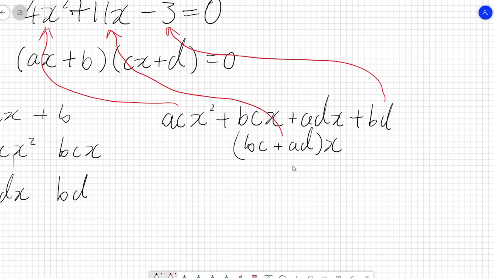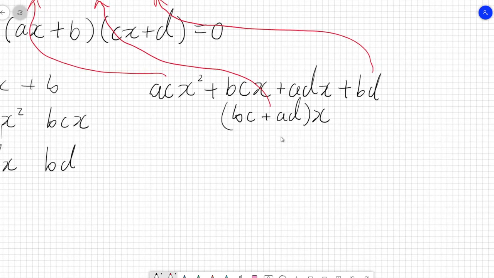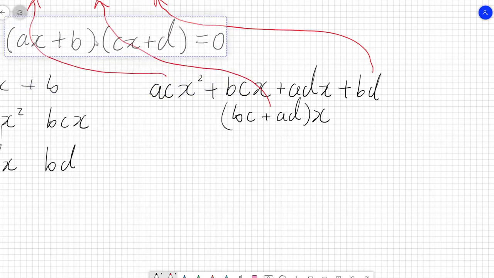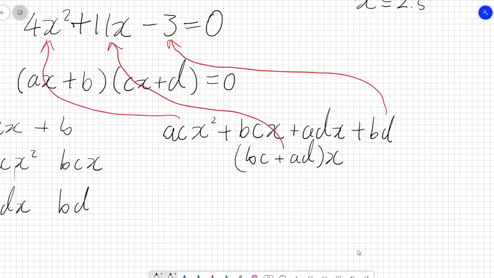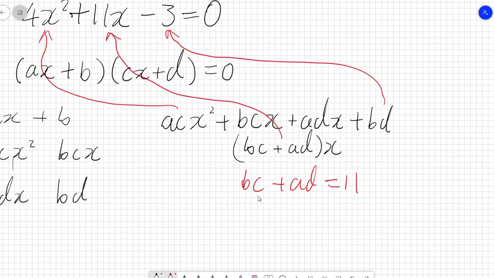But it relies on the fact that we have to really look at the composition of the middle term. So in this case, we already have it. Middle term, BC plus AD. So the middle term, BC plus AD has to equal 11. Now, unfortunately, we do not really have a way to figure out what A, B, C, D are respectively.